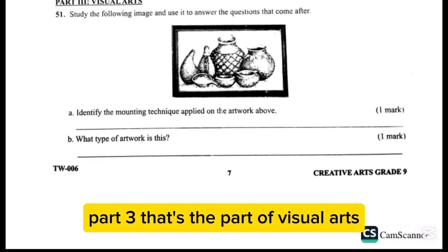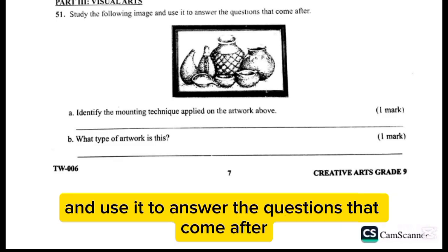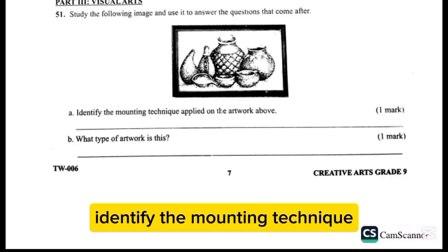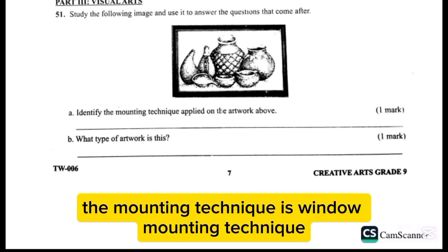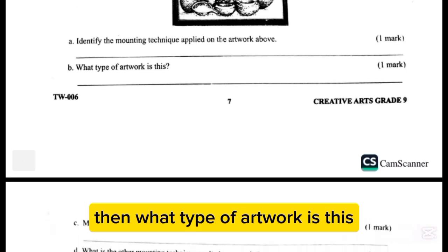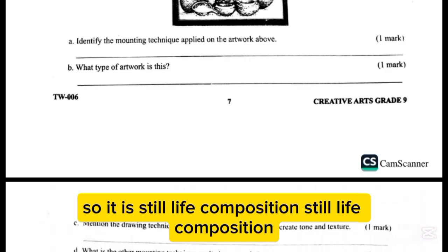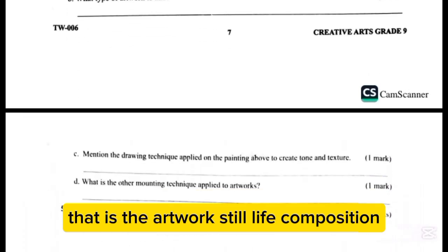Part 3, that's the part of visual art. It's about studying the following image and using it to answer the questions that come after. As you study the image there, part A, identify the mounting technique applied on the artwork above. Here the mounting technique is the window mounting technique. Then what type of artwork is this? As you see, the artwork is a drawing, so it is still life composition.